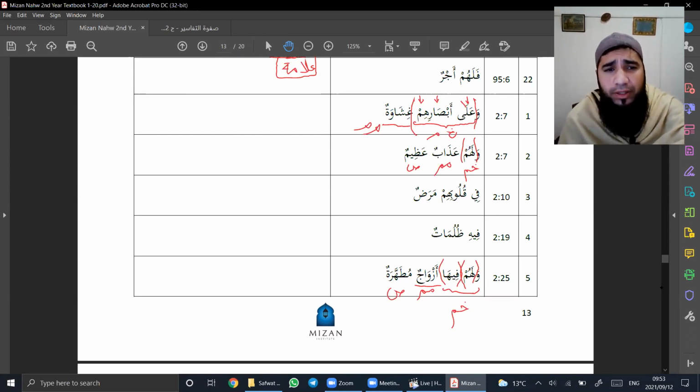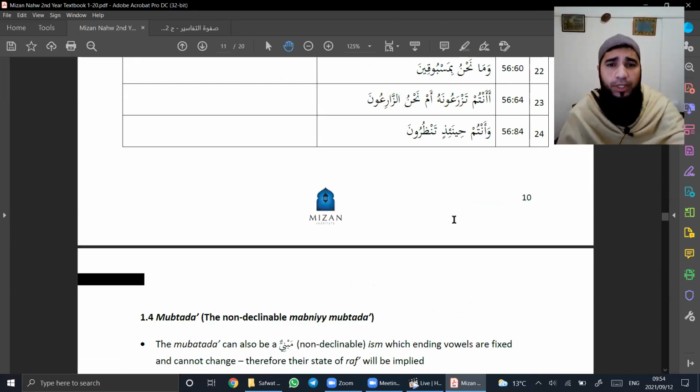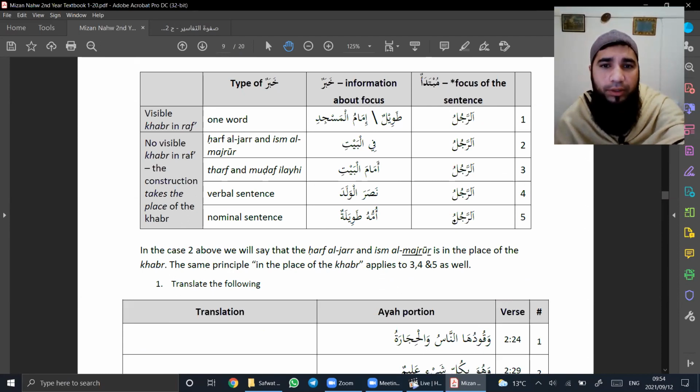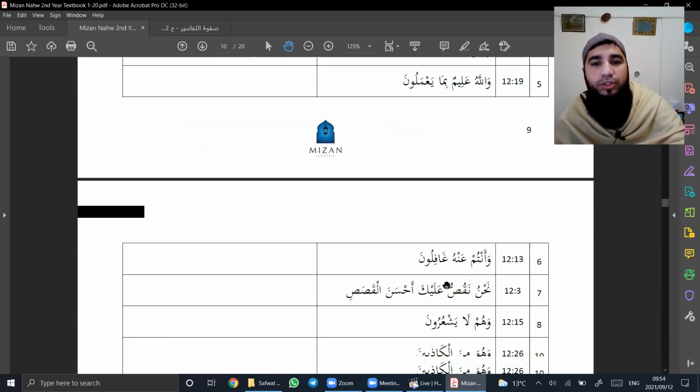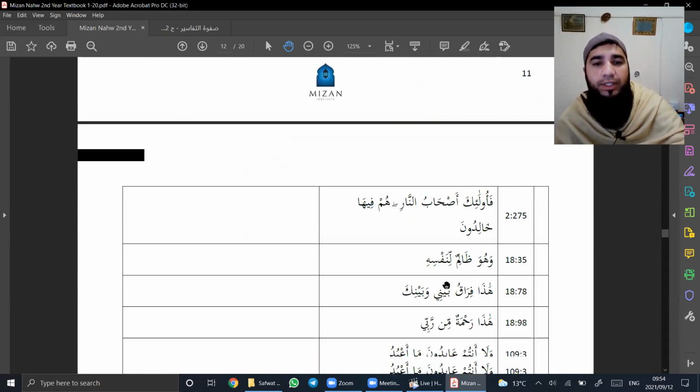As is the case with khabar, if you think back to our lesson on khabar, let me just go there quickly. The khabar doesn't have to be one word. When it's a harful jar and ism majrur, we say there's no visible khabar, right? There isn't a single word that we're going to call the khabar. Rather, we're going to call it what each part of it is.